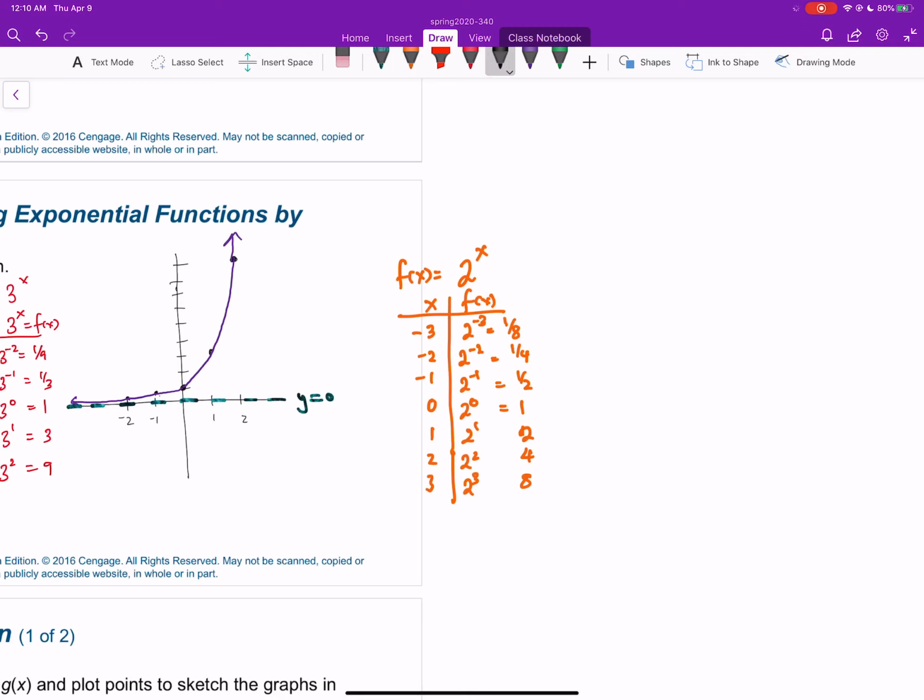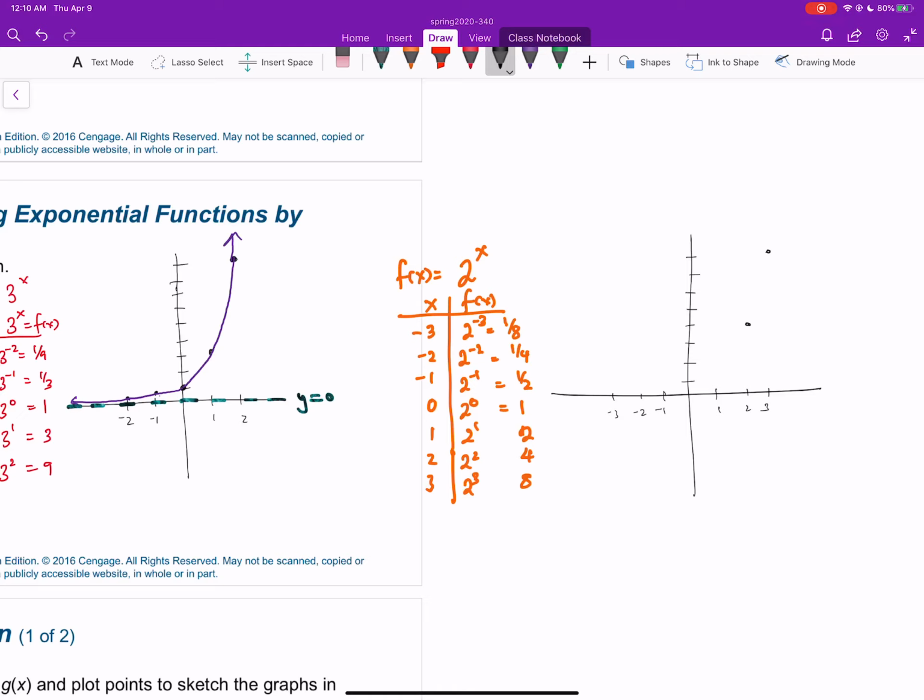Okay, so if I try to plot this, I get 1, 2, 3, 4, 5, 6, 7, 8. I get my 1, I get my 2, I get my 3, and -1, -2, -3. Again, when I start to plot, see what happens. At 3, I'm at 8. At 2, I'm at 4. 1, 2, 3, 4.